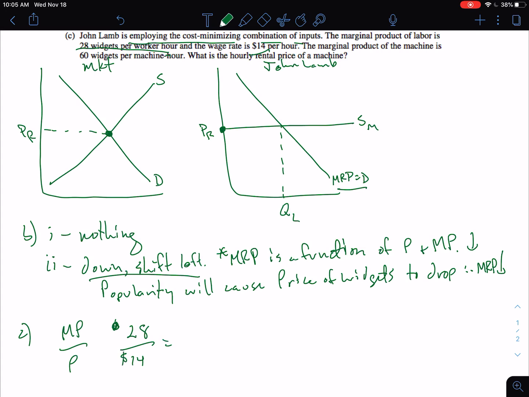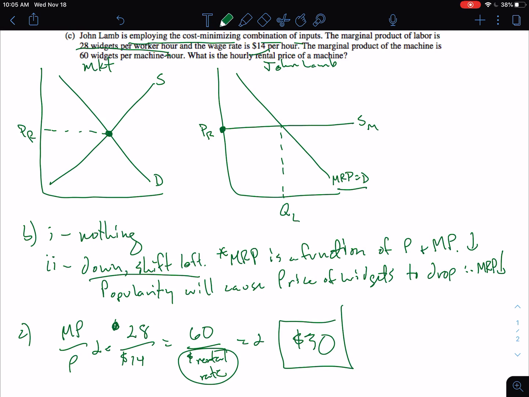And then we need to set that equal to the marginal product of machines of 60. So the machines make 60, and now we are solving for the rental rate. We know that this has to be equal. All right, so this reduces to 2, so this needs to reduce to 2, and that means that the rental rate is $30. And there you have it, gentlemen. There's your nice little FRQ. Thank you.